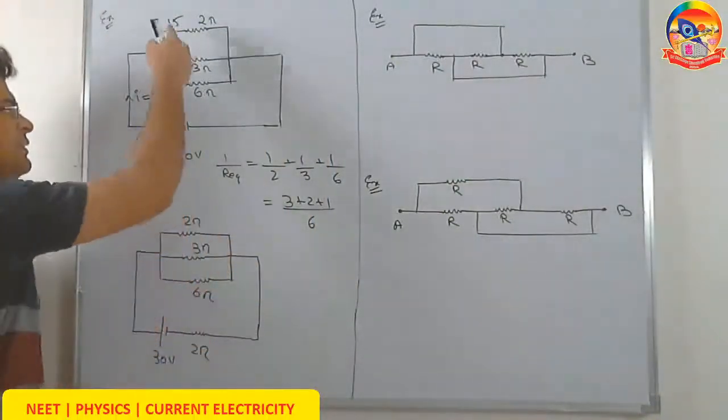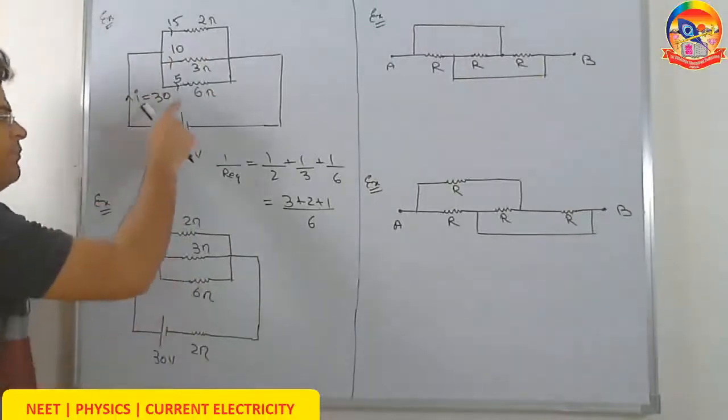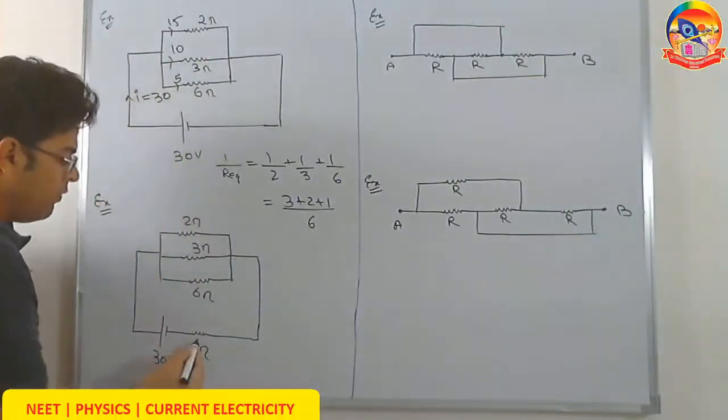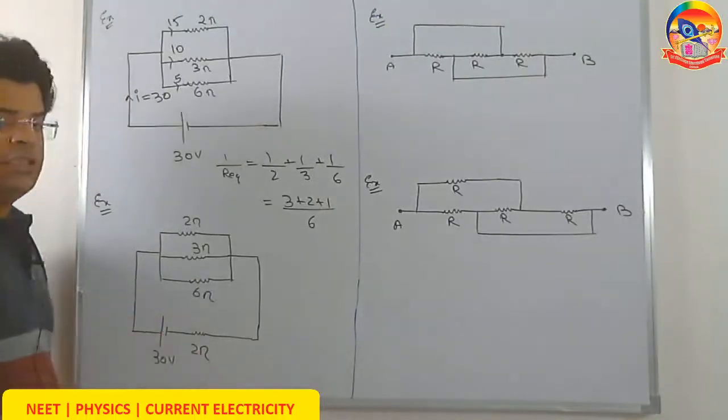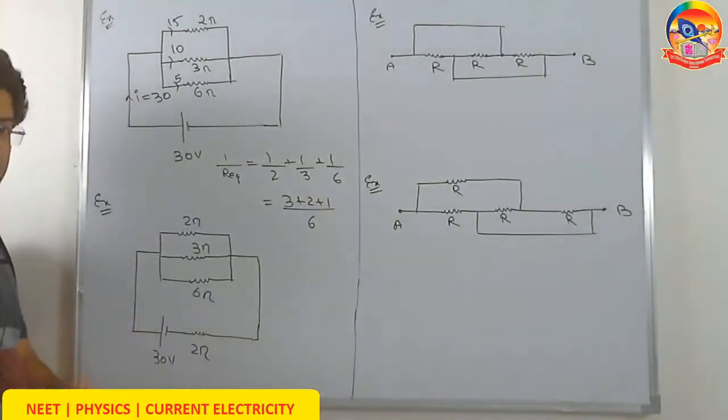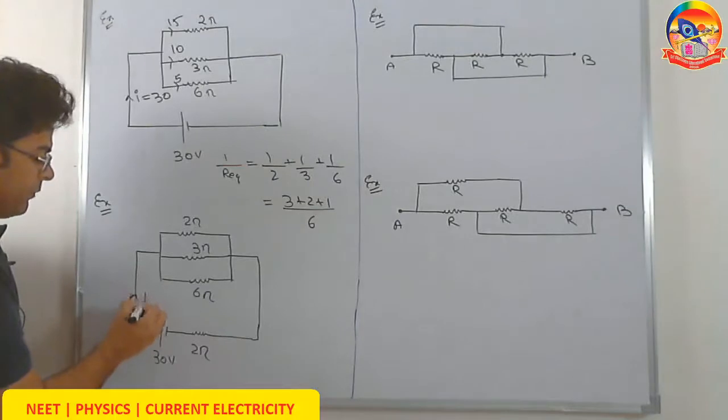Same resistors 2, 3, 6, same battery 30, but this time one more resistance is there. This resistance is the internal resistance of the cell. Now how will you find the current? To find the current this time, combine them.